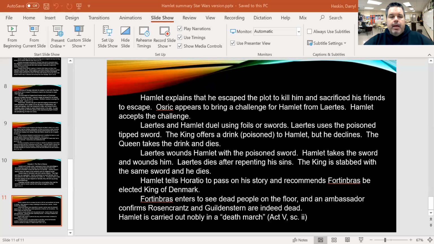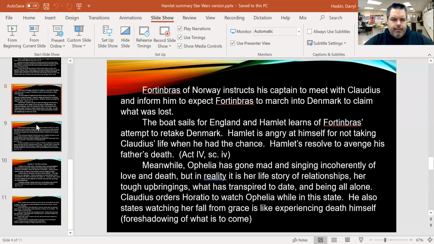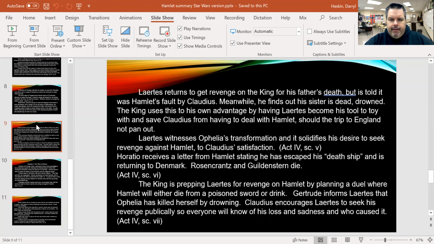Okay. And let me just go back here. That's scene 4. That's scene 5. All right, scene 7's at the bottom here. So the king is prepping Laertes for revenge on Hamlet and planning a duel where Hamlet will either die from poisoned sword or drink. Gertrude informed Laertes that Ophelia has killed herself by drowning. Claudius encouraged Laertes to seek revenge publicly so everyone will know of his loss and sadness and who caused it.